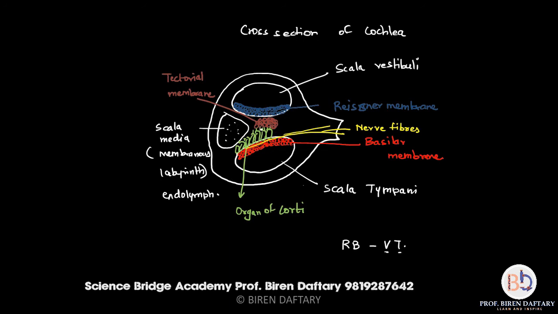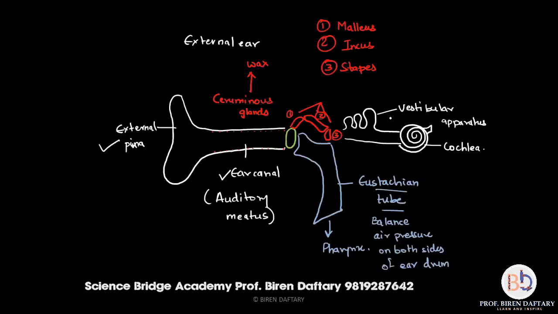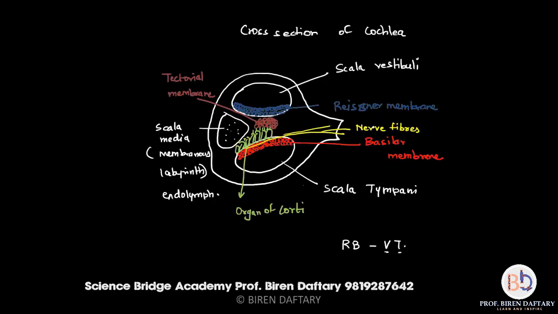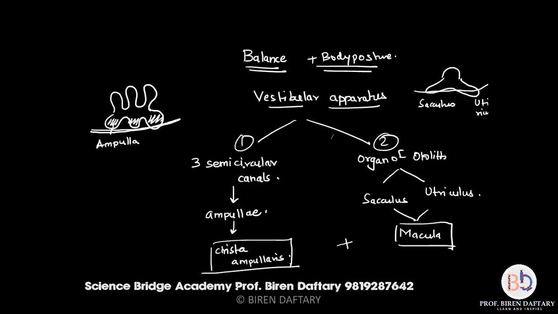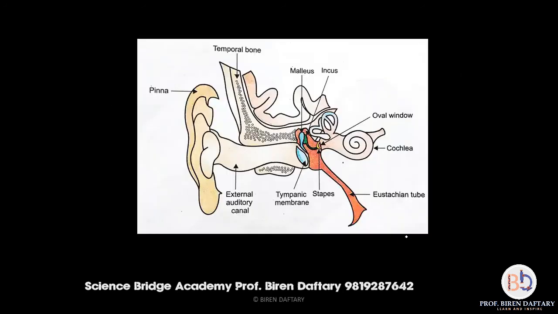Then finally we come to the organ related to posture and locomotion, that is called the vestibular apparatus, present above the cochlea. The vestibular apparatus is made up of 3 semicircular canals which have a swollen base called ampulla. Ampullae is plural, and from the ampulla passes this structure which is called crista ampullaris. The organ of otolith is made of 2 parts, sacculus and utriculus, and on top of these 2 passes the macula. So macula and crista ampullaris help in balance and posture. Okay, so thank you friends.